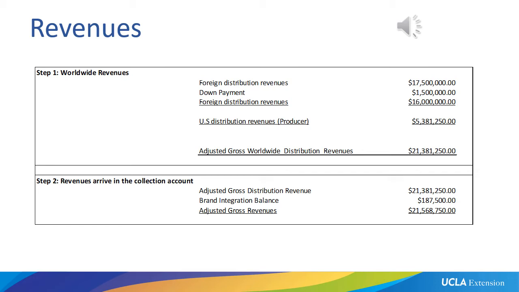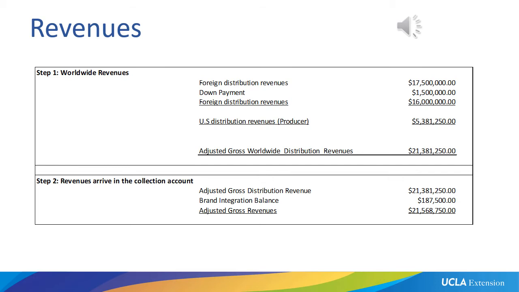But our adjusted gross revenues, which is U.S. plus international, is $21,381,250. Now remember that brand integration, the second payment, is now due, so we can add $187,500, and altogether we will be receiving $21,568,750. So now let's take a look at how the U.S.